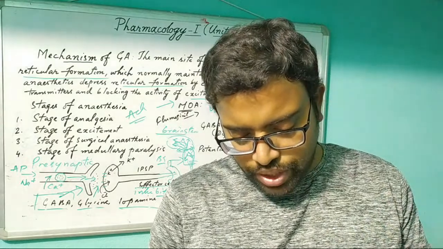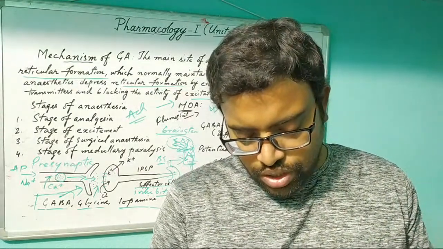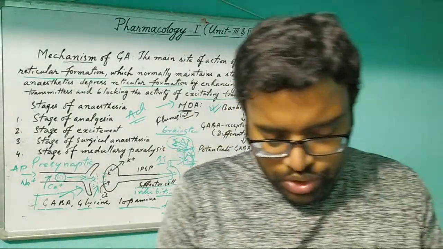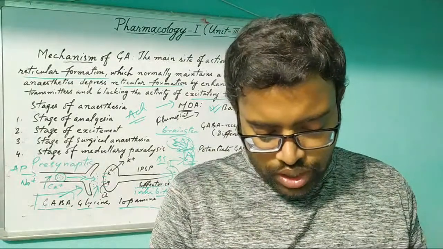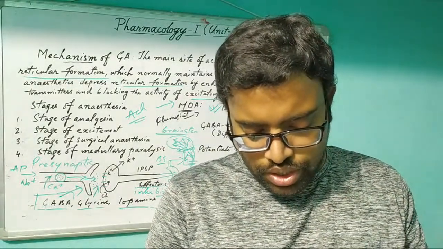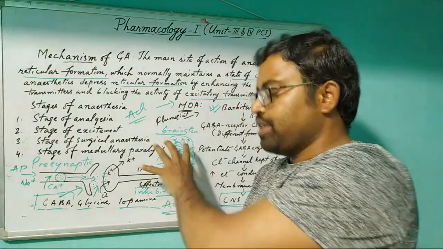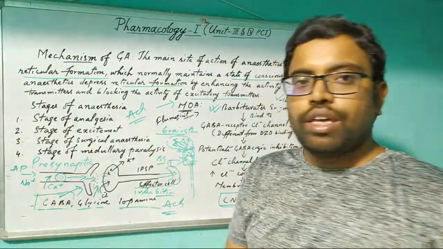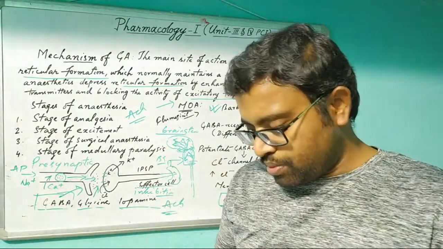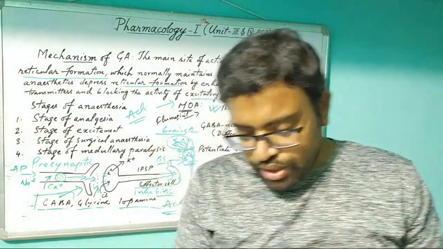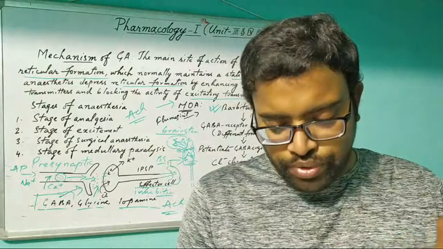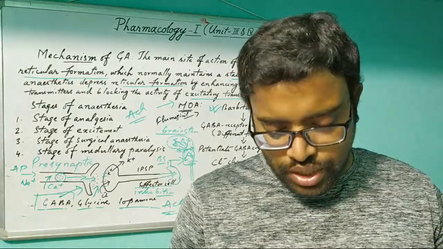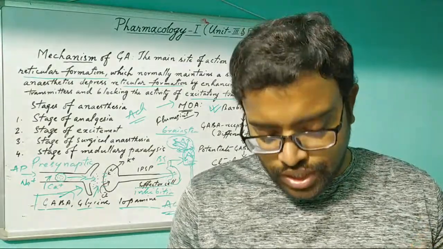Then the stage of medullary paralysis, the vasomotor center present in the brain. Here respiration and the VMC, that is the vasomotor center, are depressed. Death occurs within a few minutes. If it is not recovered, it will worsen and the patient may die. Within very few minutes it will happen. So we should be very conscious while dealing with general anesthetic agents.